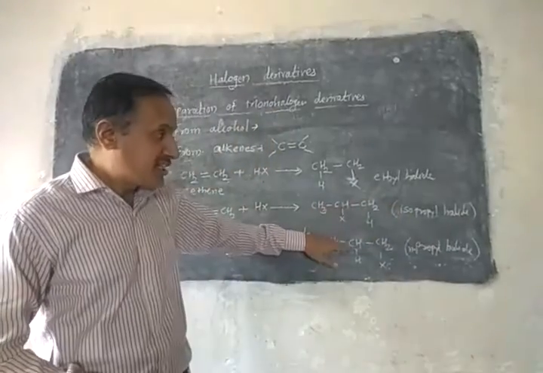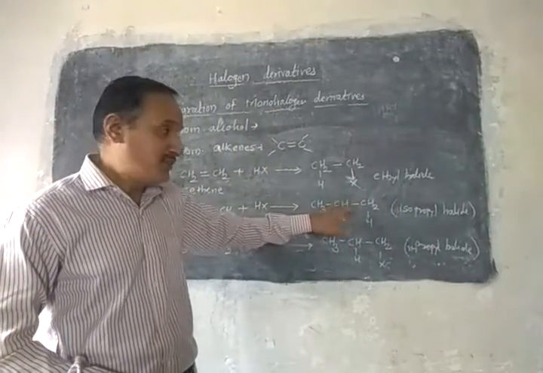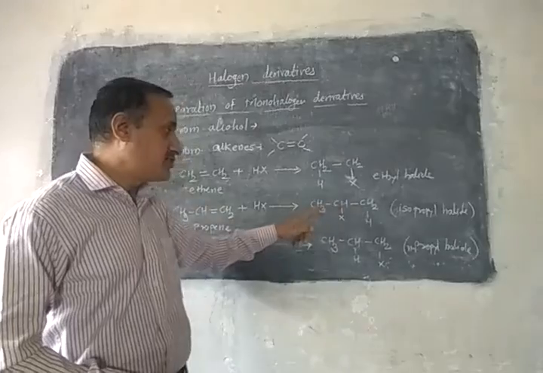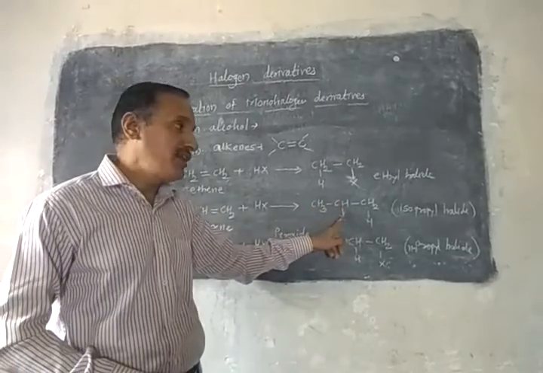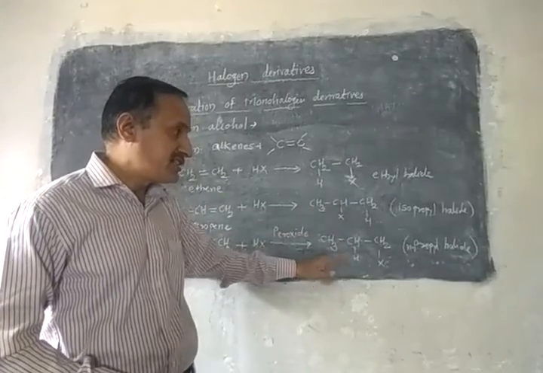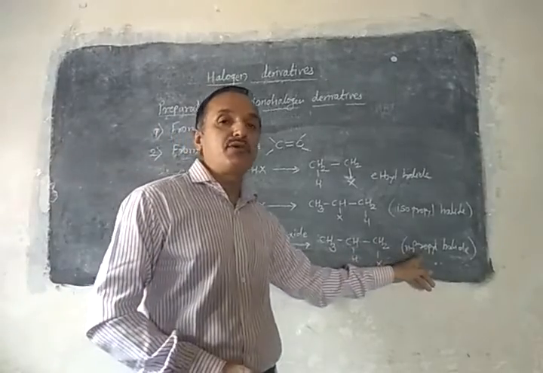Now when these two reactions are carried out, we get a mixture. But the major product in the first reaction is the isopropyl halide, and in the second reaction the major product will be the n-propyl halide.